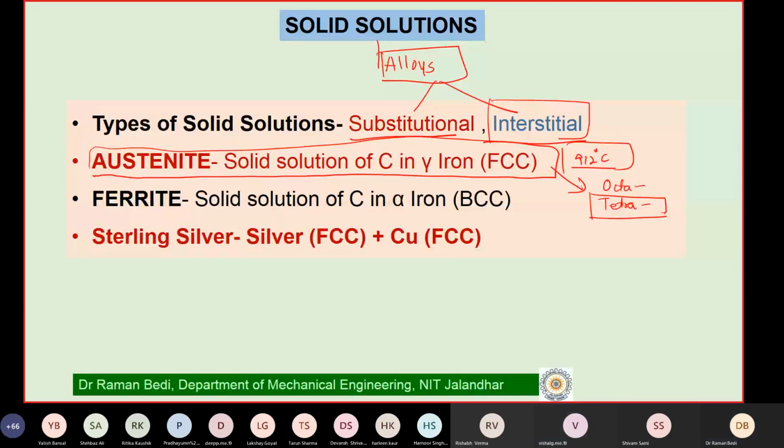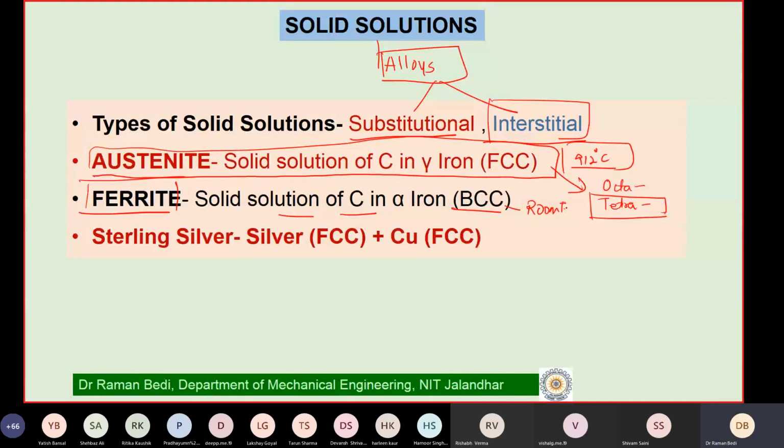Ferrite is again a solid solution of iron and carbon, same, but when iron is in BCC lattice, means this will be at temperatures lower than 912 degrees, or I can say at room temperature also, or any temperature lower than 912, you will have ferrite, which will be a solid solution of iron and carbon, with carbon occupying the interstitial sites in the BCC lattice.